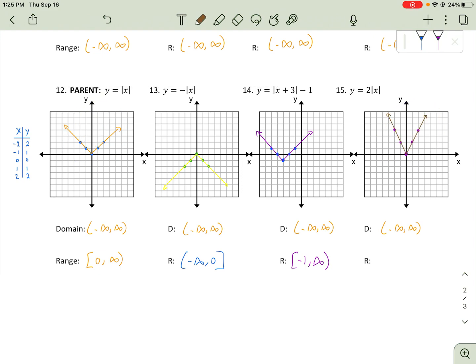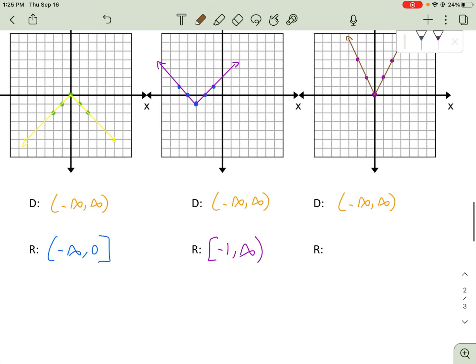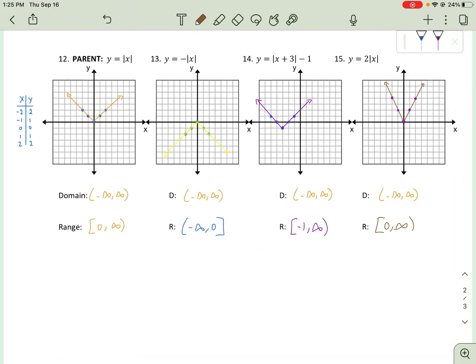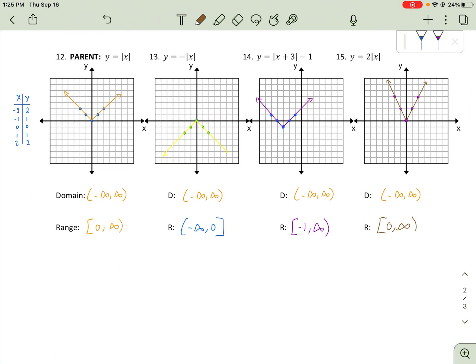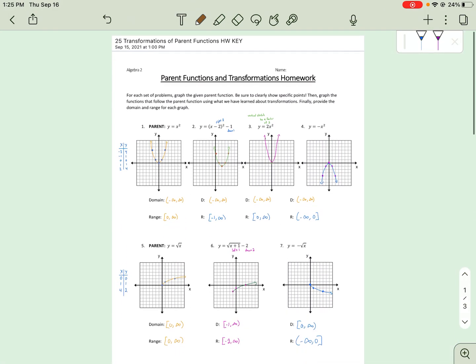Okay, and our range didn't change. So our range is still 0 to infinity. It didn't change from the parent function. There's no flipping or this didn't go up or down at all. And there you go. That's how you do those things.